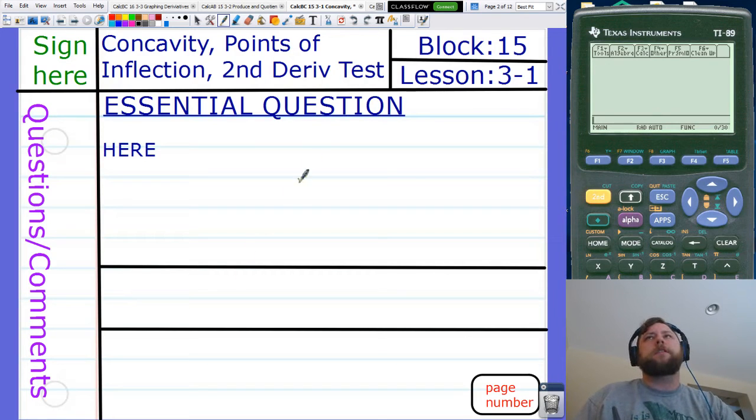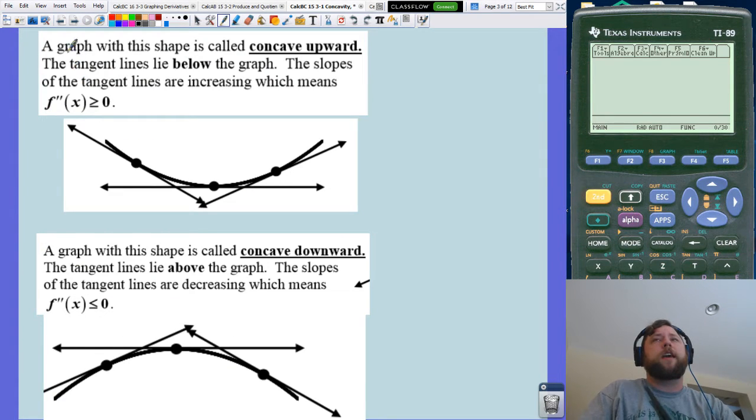Welcome, Calculus BC. This is lesson 3.1, concavity, points of inflection, and the second derivative test. Let's go. So concavity is about either shapes that look like this or shapes that look like this.